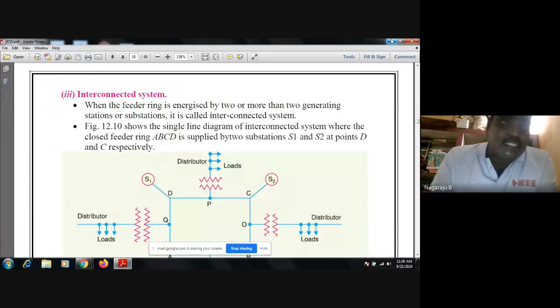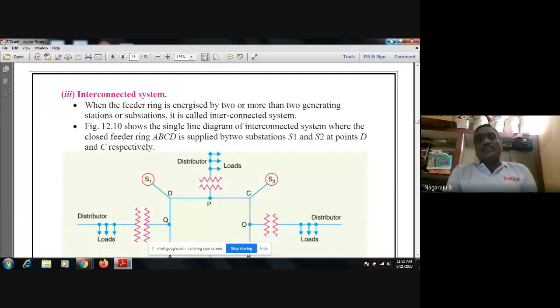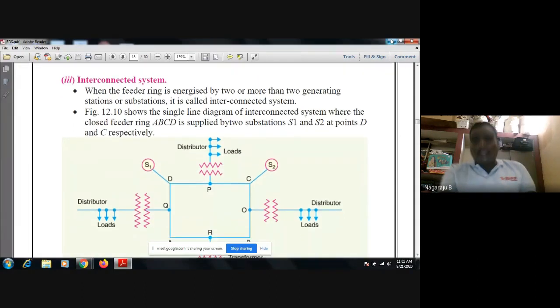All these pole mounted transformers, like some area is having one pole mounted transformer, some area is having several pole mounted transformers. All the pole mounted transformers are connected as a loop type of thing, like ring main type of thing. And all the substations are connected as an interconnected type of thing, where the feeder ring is energized by two or more generating stations.